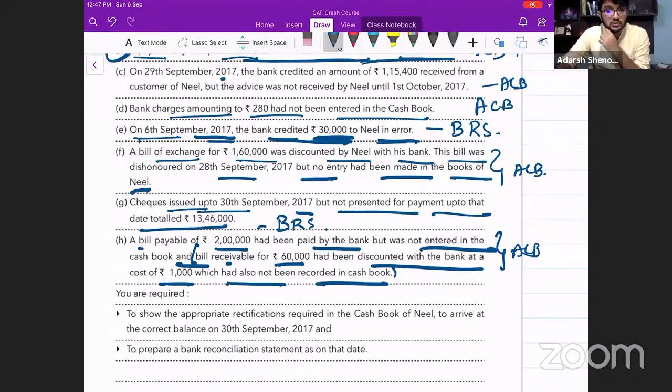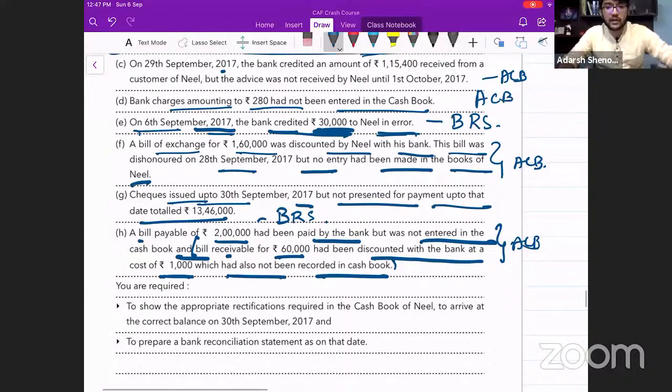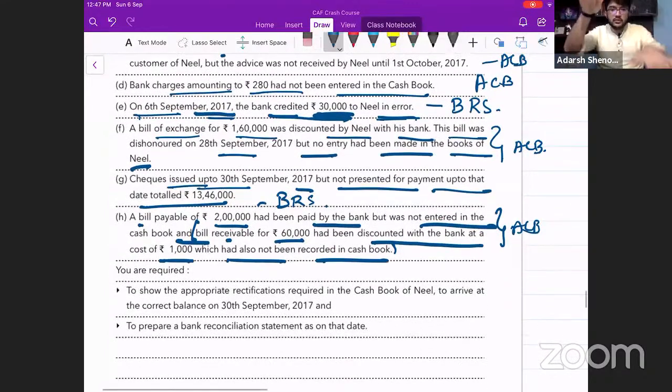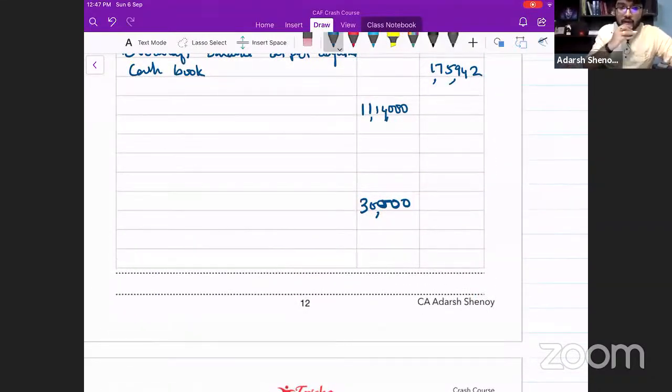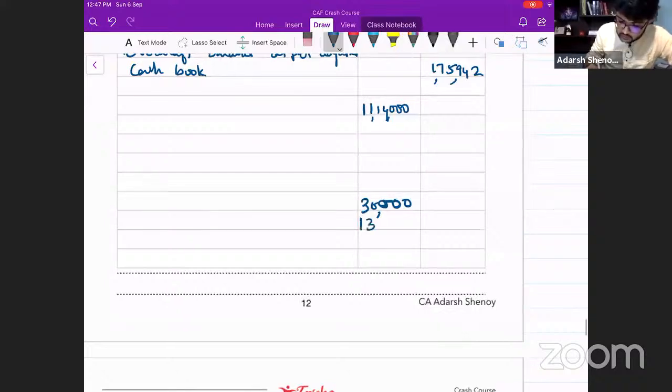Now what should you do? Passbook, you have to reduce, because your starting point is passbook. We've considered it as passbook, so we have to reduce it. How much is the amount? Can someone tell me the amount? 13,46,000.